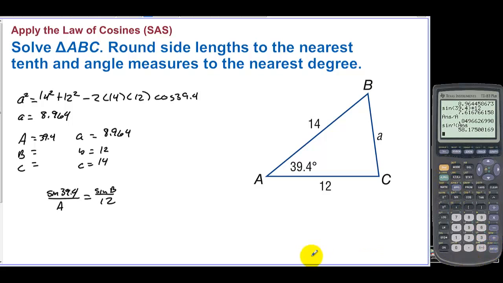And we get 58.175. We'll add 39.4 to this, and subtract that from 180. So we have 180 minus the answer. 82.425. So this is 82.425 degrees.